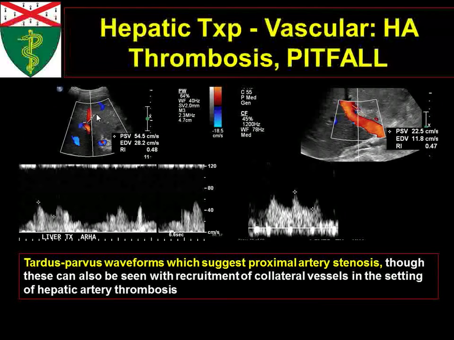So one pitfall to be aware of is that even if you see this kind of TARDIS parvus waveform in the liver, there may indeed be an underlying hepatic artery thrombosis, and these vessels, as Kyle suggested, were just collateral vessels that have been recruited. Regardless, that's not going to change what you need to do for the patient, which is a CTA and an IR treatment. But that's just something to think of in the back of the mind.